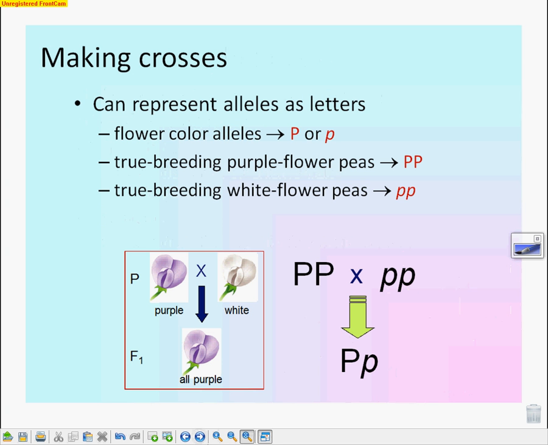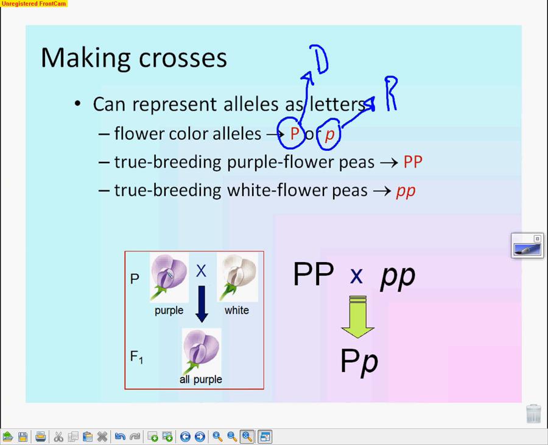So if we take Mendel's work and we apply what we now know about alleles, oftentimes alleles are represented by letters, and so if we're talking about flower color, we'd use the same letter, the letter P, but what we change is whether it is uppercase or lowercase. Uppercase letters represent a dominant allele, lowercase letters represent a recessive allele.